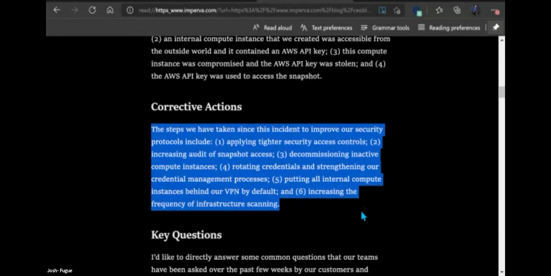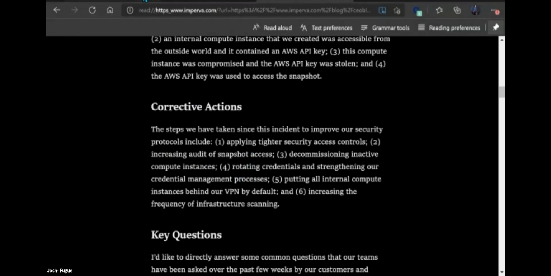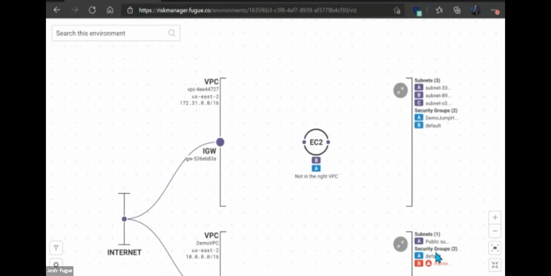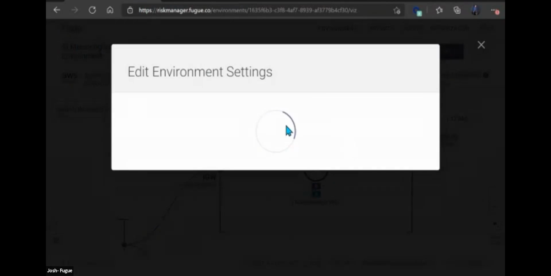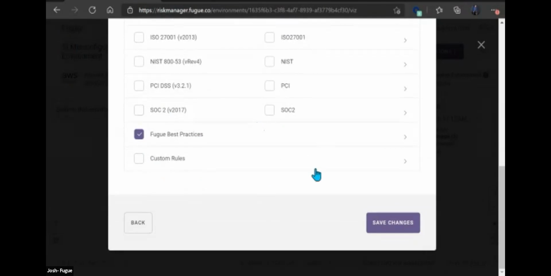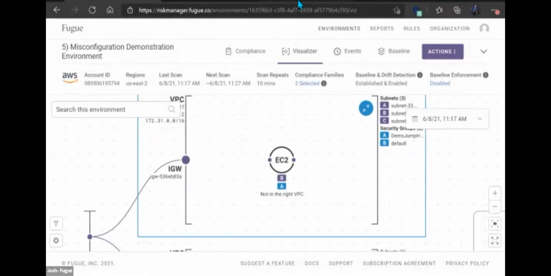And increasing the frequency of infrastructure scanning. Somebody asked earlier about quarterly checks. I think at the slowest it should be daily, and probably more like numerous times a day. In this environment I'm scanning for a bunch of compliance families. Fugue best practices is where we put checks for cloud native hacks. But you need to be doing that all the time, and they increased their frequency.